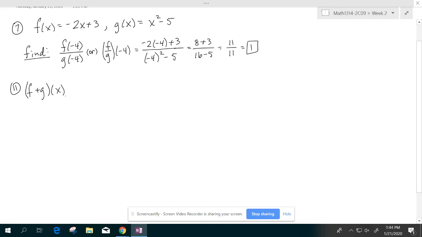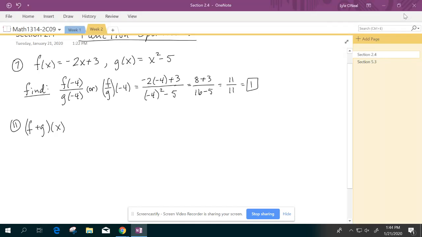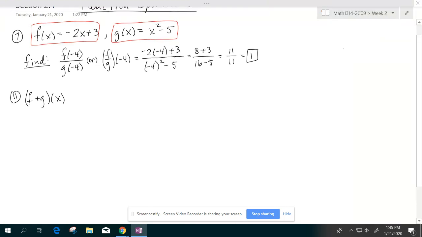Now we're going to be using the same functions. And so just for fun, let's set those off with some color. Same functions, but this time for number 11, it wants me to do f plus g of x. So again, what is the indicated operation? Addition. And did you notice this time they did not give me a number to plug in? And so in this case, we're simply going to take f of x and g of x, and we're going to add them together.